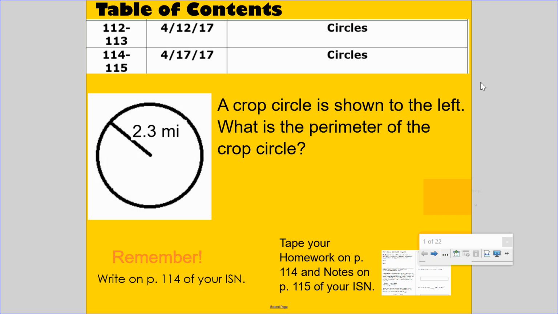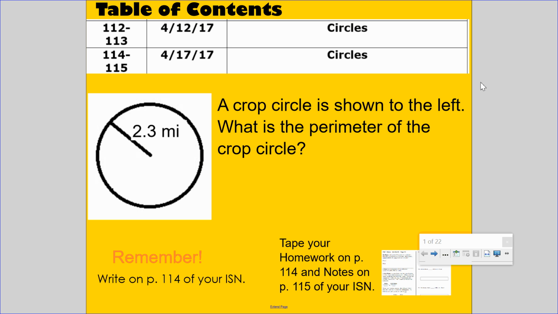Hello, this video is over area of circles. Before we do that, let's look at our number routine about a crop circle. A crop circle is shown to the left. What is the perimeter, or the distance around, this crop circle?